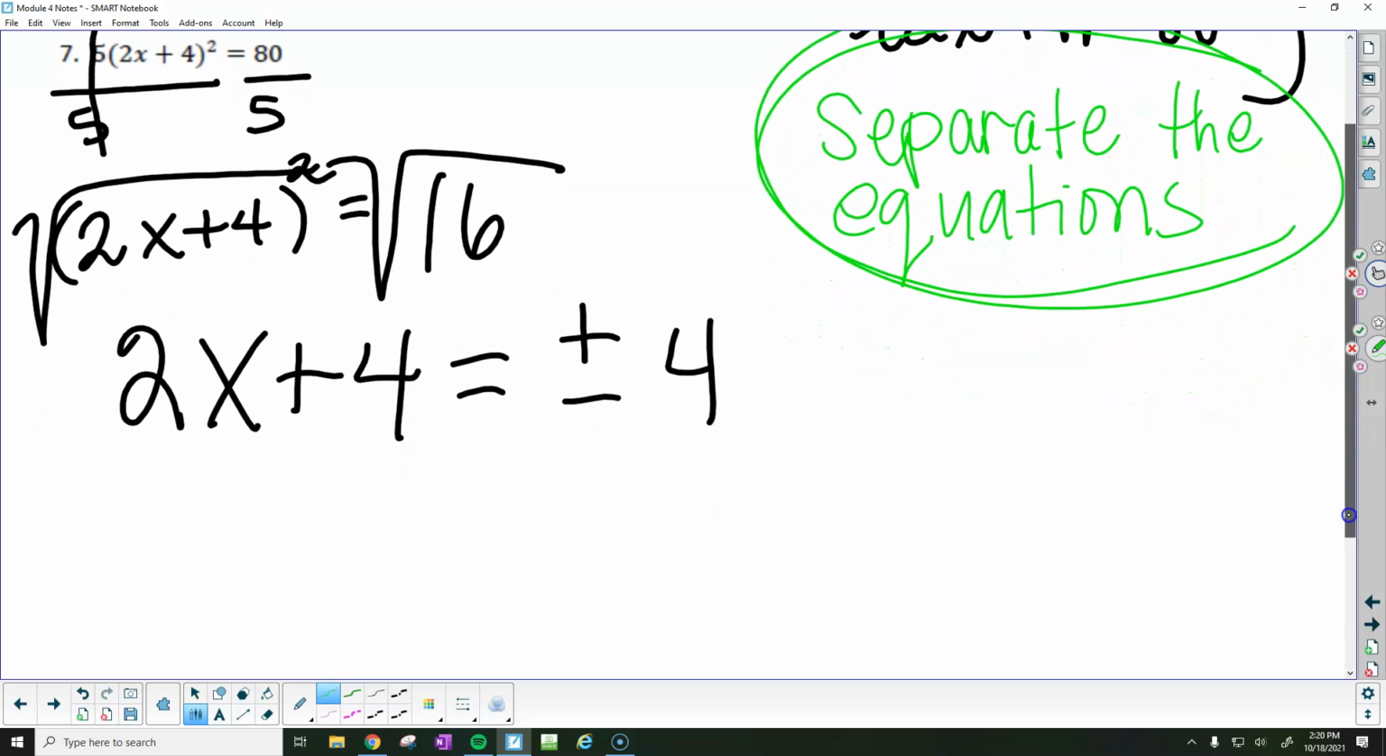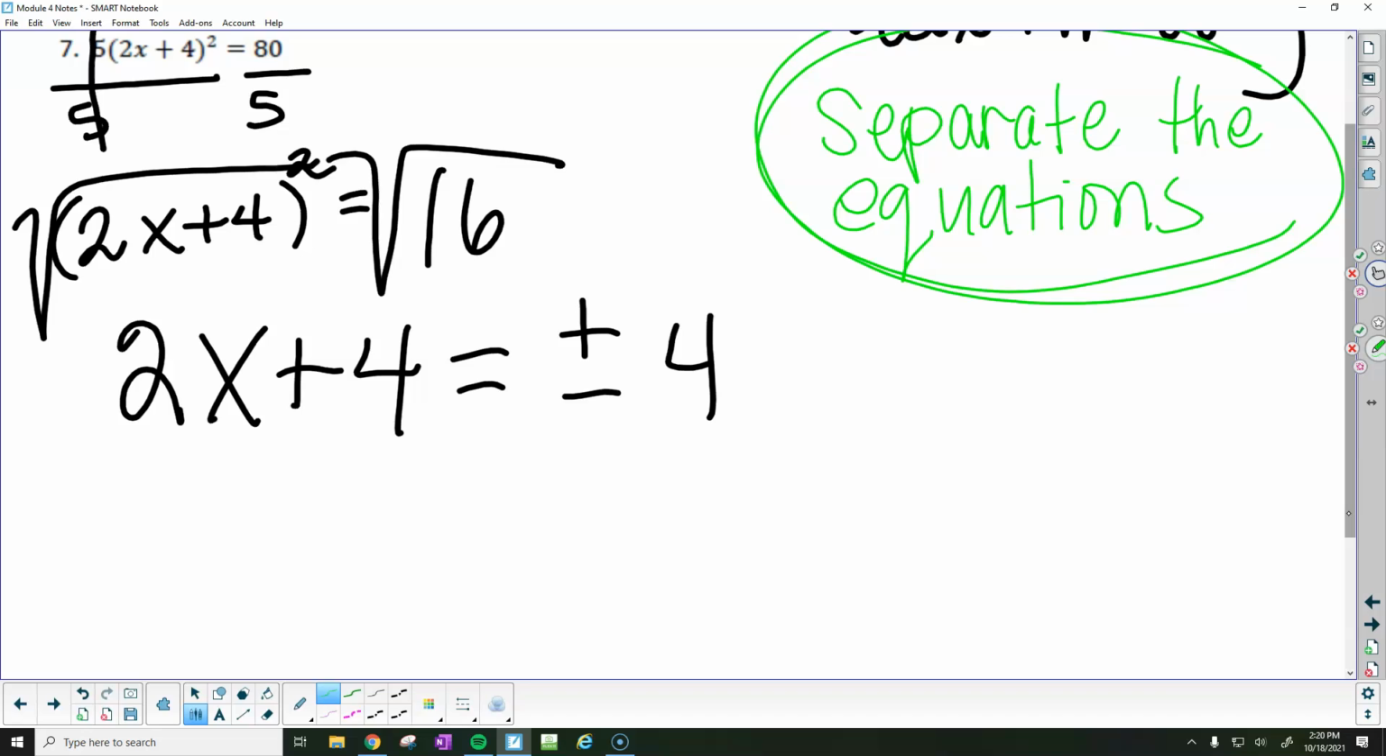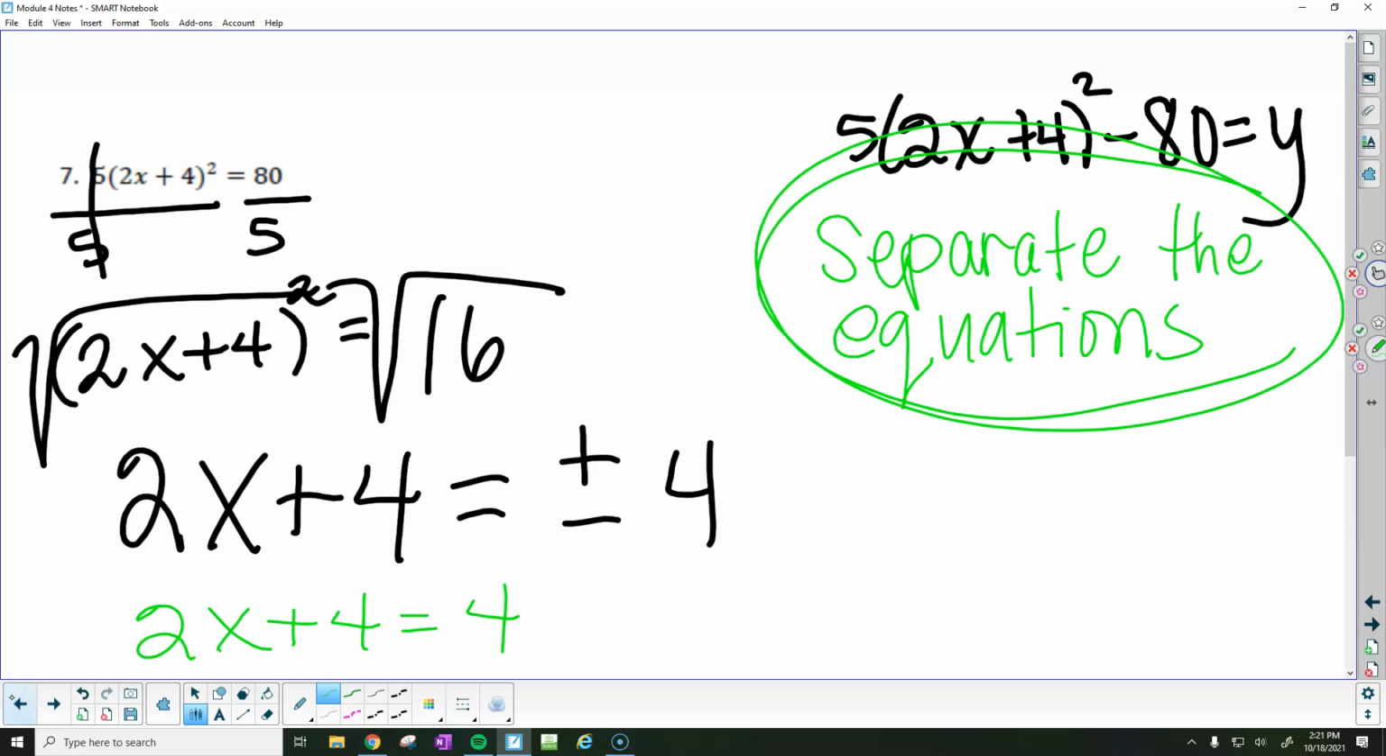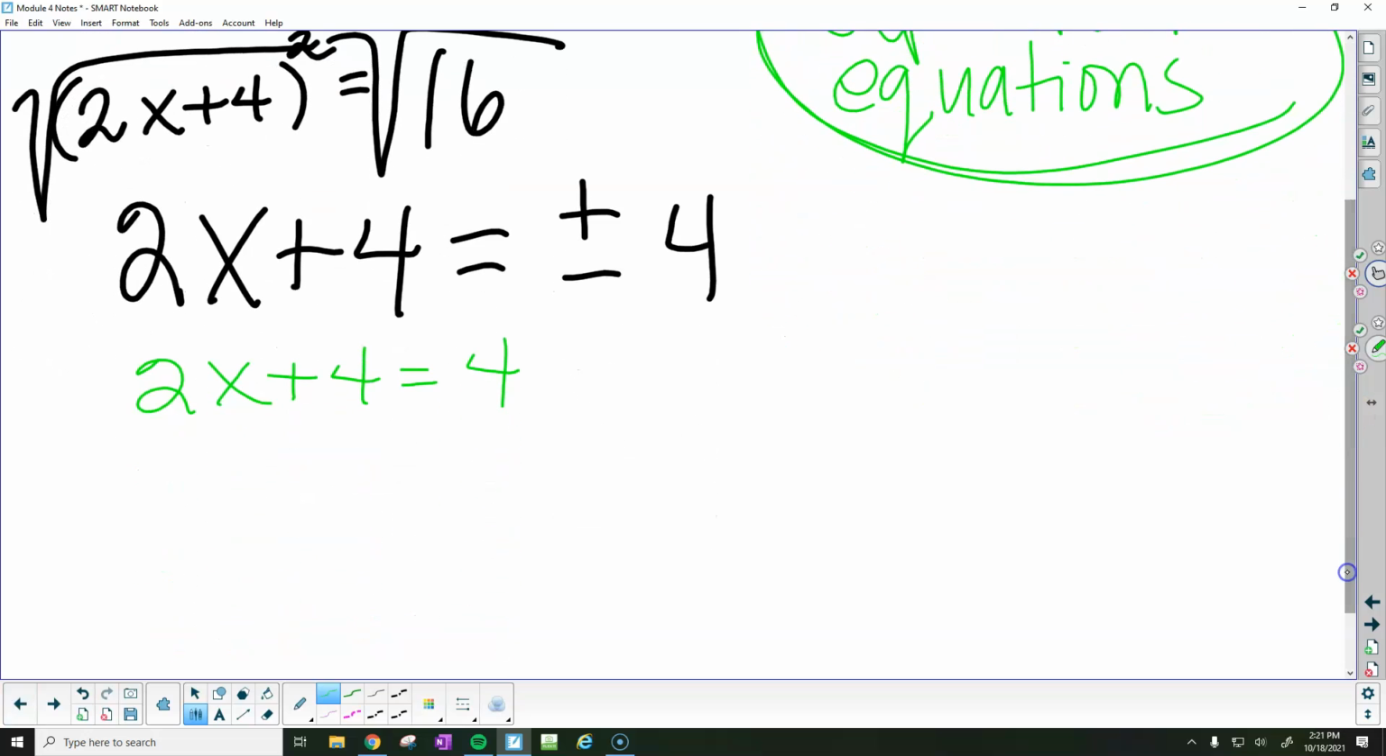And here's what I mean. So right here, we took the root. We have a positive 4 and a negative 4. Those are two equations right there that you have to solve. So we're going to separate the equations by the answers. We're going to have an equation for the positive answer, and then we're going to have another equation with a negative answer. So the first part's still going to be the same. I'm going to write 2x plus 4. But remember, we had a negative 4 also.